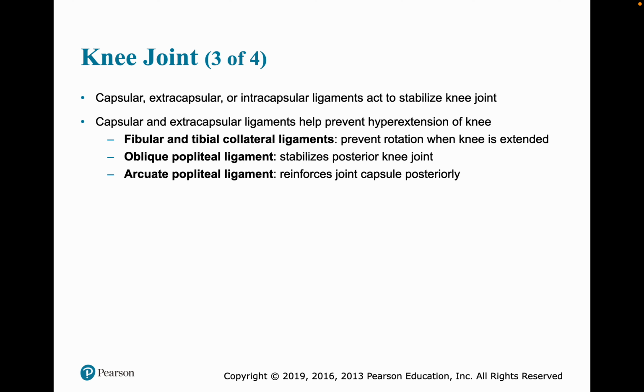There are capsular, extracapsular, and intracapsular ligaments that act to stabilize the knee joint. Capsular and extracapsular ligaments help prevent hyperextension of the knee. So we've got the fibular and tibial collateral ligaments, which prevent rotation when the knee is extended. The oblique popliteal ligament stabilizes the posterior knee joint, while the arcuate popliteal ligament reinforces the capsule posteriorly.